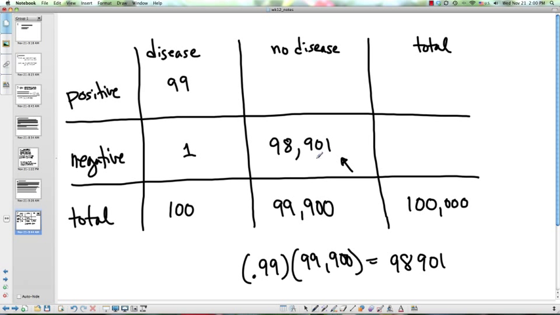But the problem is that actually there's how many is that? I need to subtract. I should be able to do that in my head, but that's just too many nines. Okay, so let's do 99,000. I'll take the number on the bottom, 99,900 people minus 98,901, and I got 999 people that are actually coming out positive even when they don't have the disease. Right? Look at that.